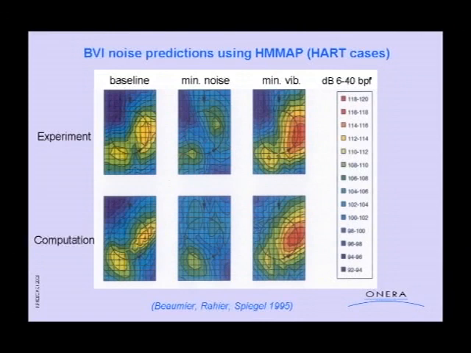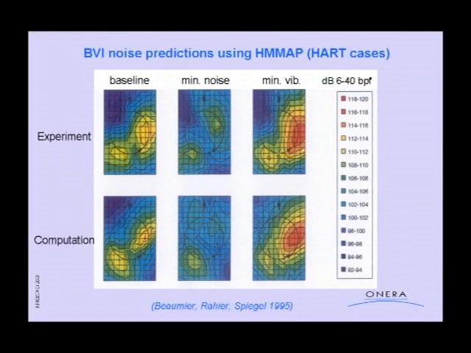And the last campaign in 2001, 2002, with extensive PIV measurement for characterization of the vortex velocity field. But the work processing is still ongoing. And this slide shows noise contour plots in a plane below the rotor. You have the experiment on the top and the computation with the previous computation chain below.